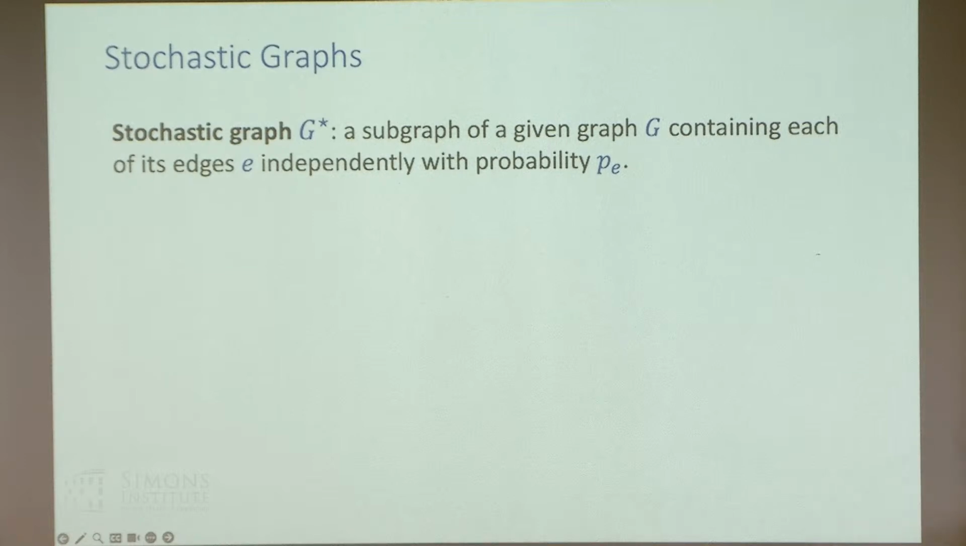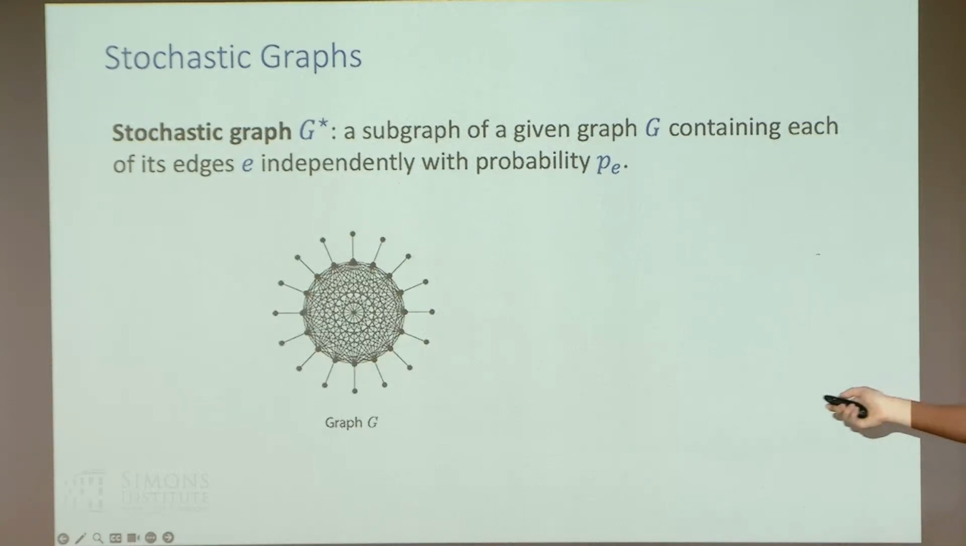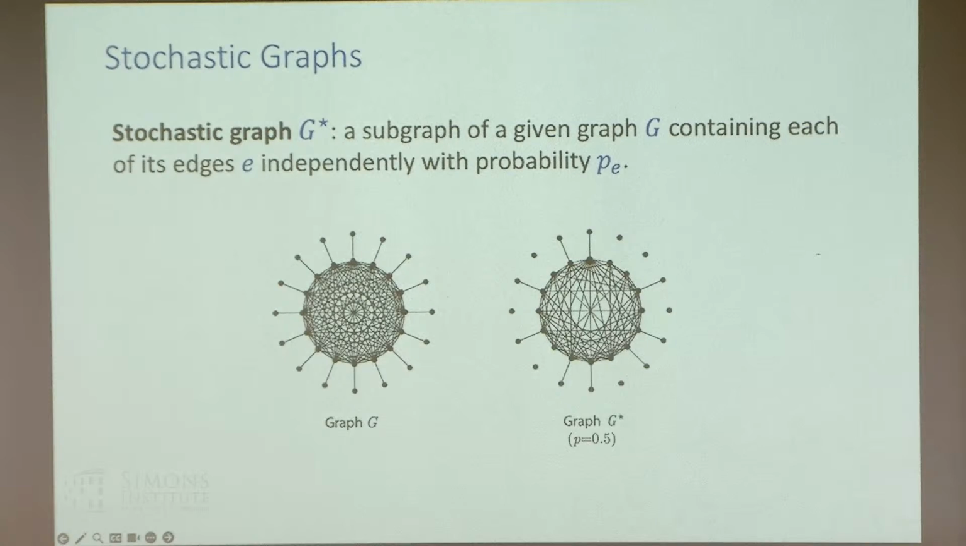Okay, so let's say this is my base graph G, and all p_e's are equal to half. In that case, an instance of my realization would be something like this. Each edge exists independently with probability half.